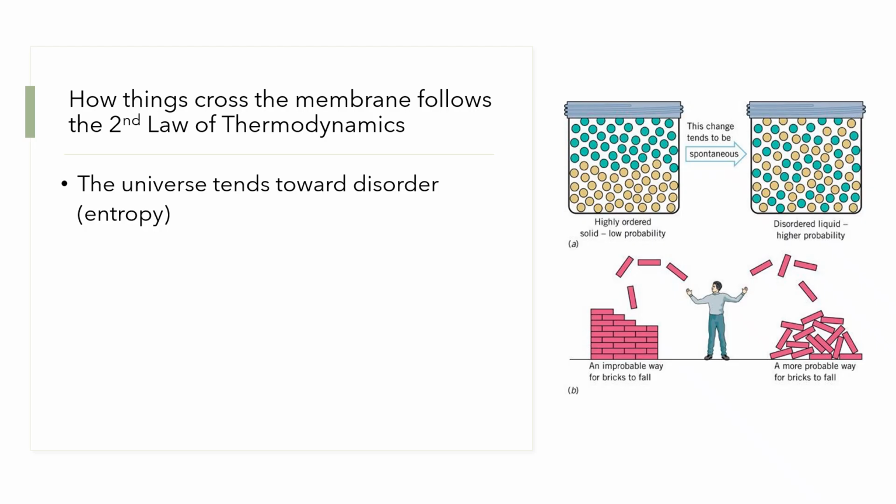So before we get too much further into this discussion of what's moving across the membrane and how, we have to understand the second law of thermodynamics. Now, we're not going to understand it in the sense of your engineering classes. Those are going to get significantly more detailed into this. We are going to look at it from a very broad lens and see how we can apply it to this particular biological situation. So the second law of thermodynamics states that the universe tends toward disorder, or entropy.